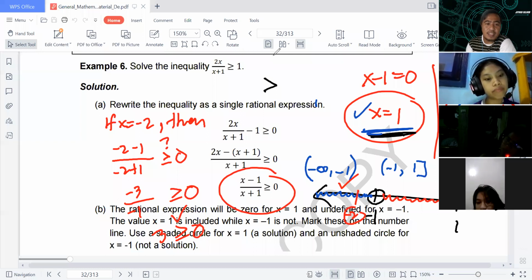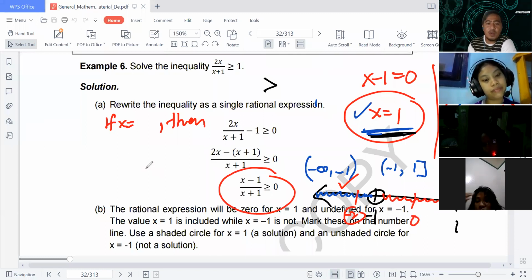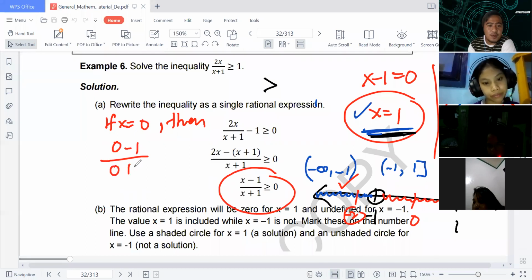None, sir. Let us proceed to the second interval. For the second interval class, kindly pick any number. What do you think? 0. So if x is 0, what will happen to this inequality? 0 minus 1 over 0 plus 1, is it greater than or equal to 0?